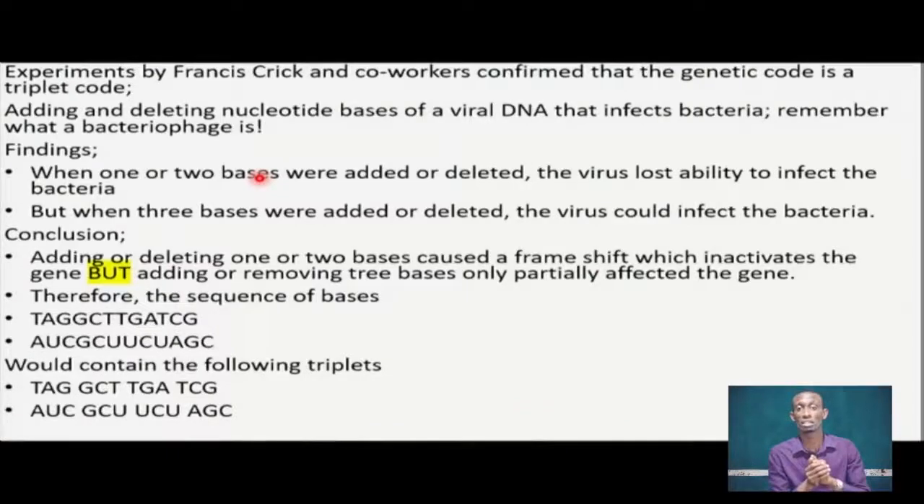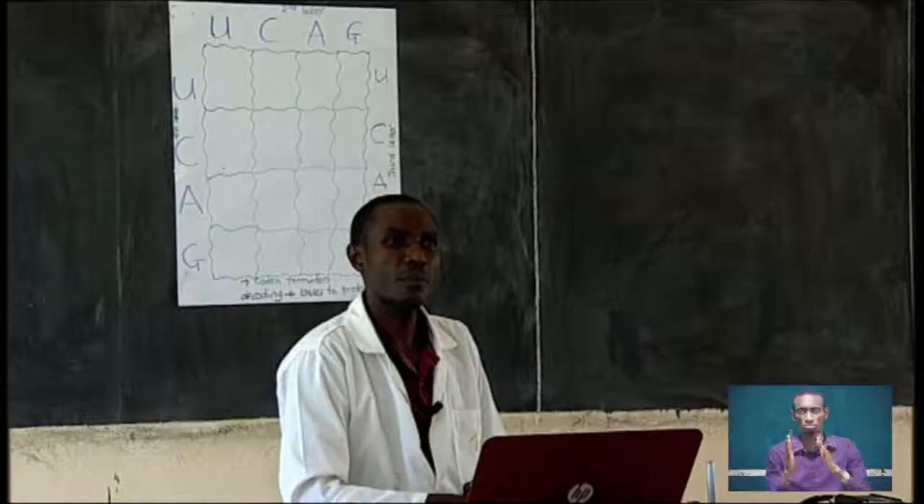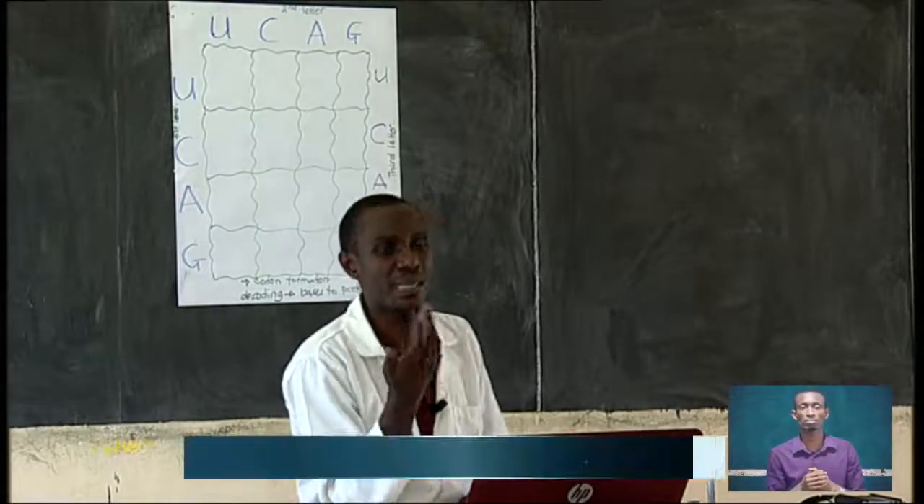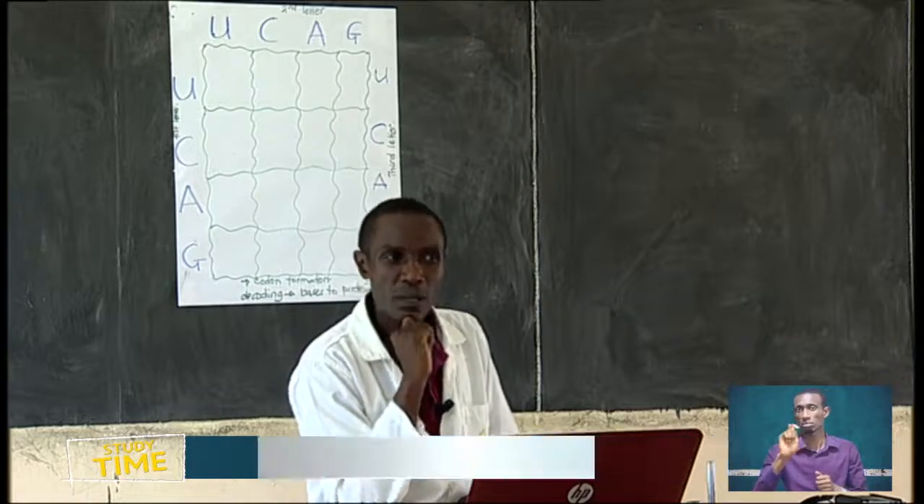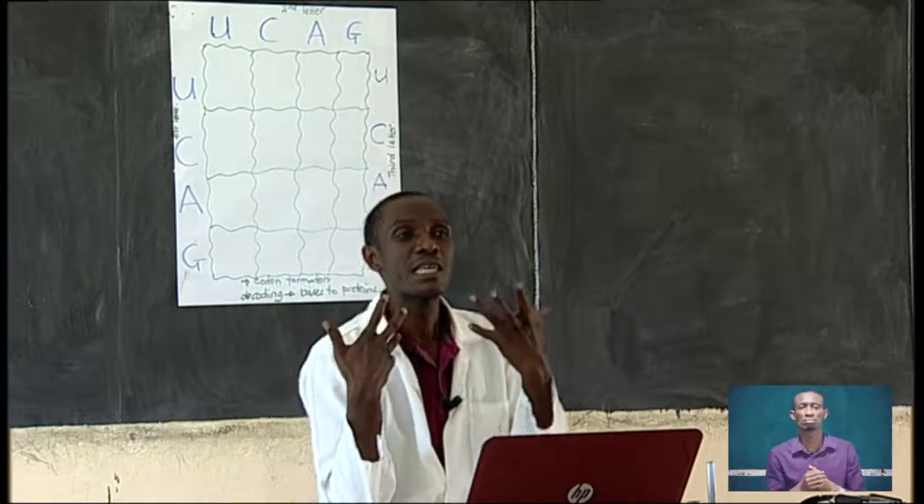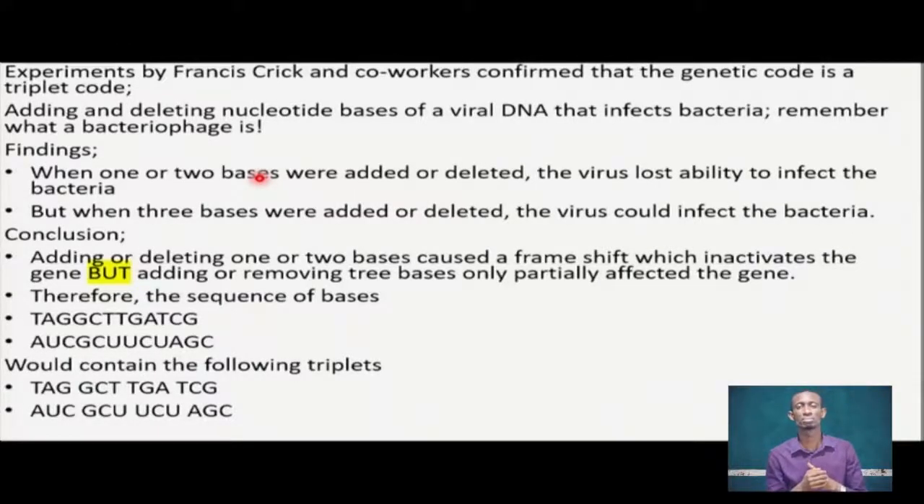They tried out another one. Instead of deleting 1 or 2, what about if we add 3 bases or remove them? So it's like, remember when we were talking about the genetic code, the arrangement of letters like we do have up here. The virus could infect the bacteria. Could. The virus could. Now, what are we talking about here? What did we see in these results that we can now base on to have a proper understanding of what actually goes on when we try to distort the information.